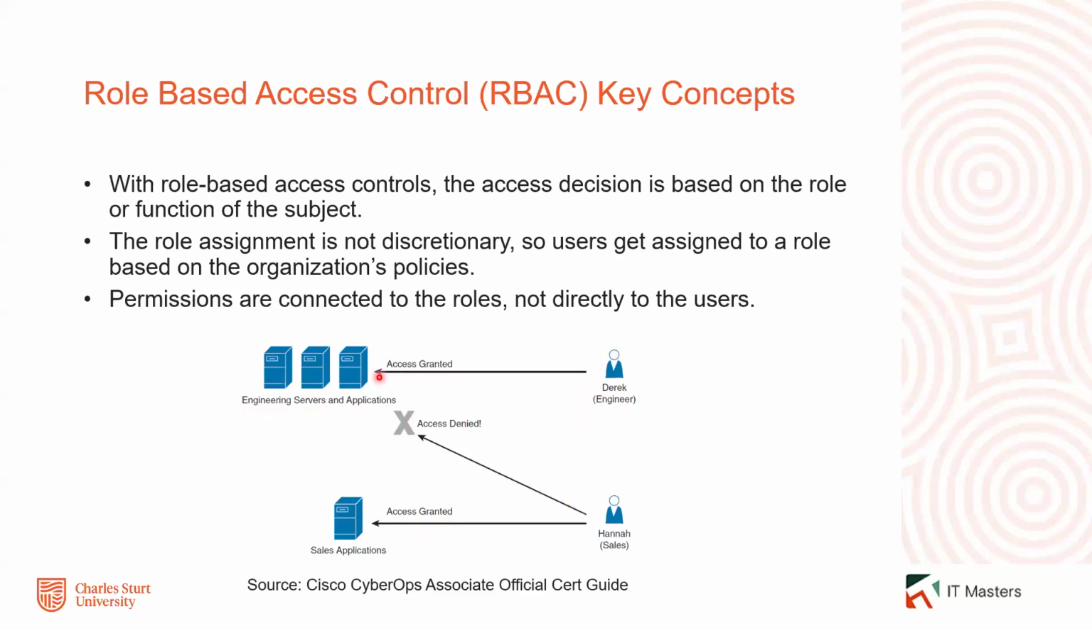Derek's an engineer, so he's in the engineering group. So the authentication model will allow him to access those particular servers. However, Hannah, who is in sales, yes, she can access the sales application, but she is not going to be able to access the engineering servers and applications. And we could also assume, although it's not in the diagram, that Derek cannot access the sales applications. Whereas if we had a particular IT administrator, they may actually be able to access that.